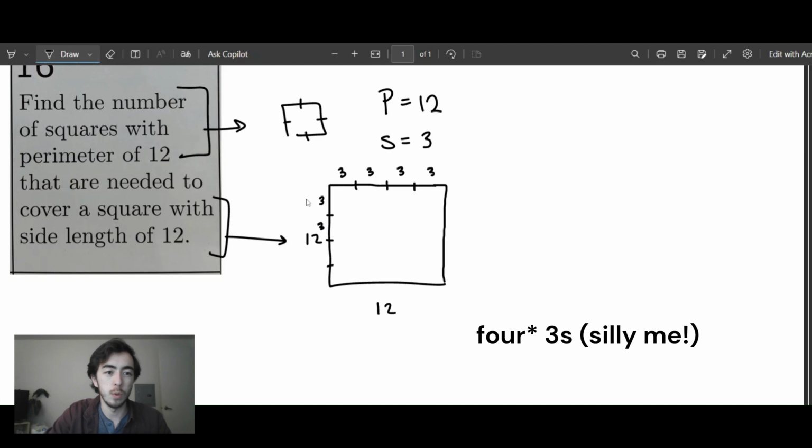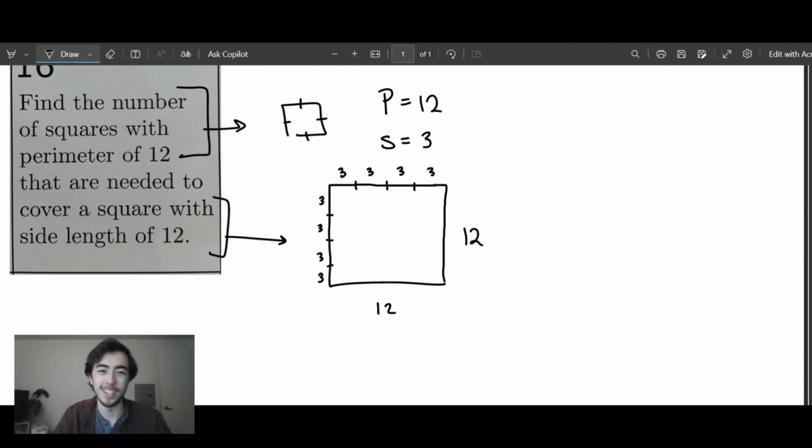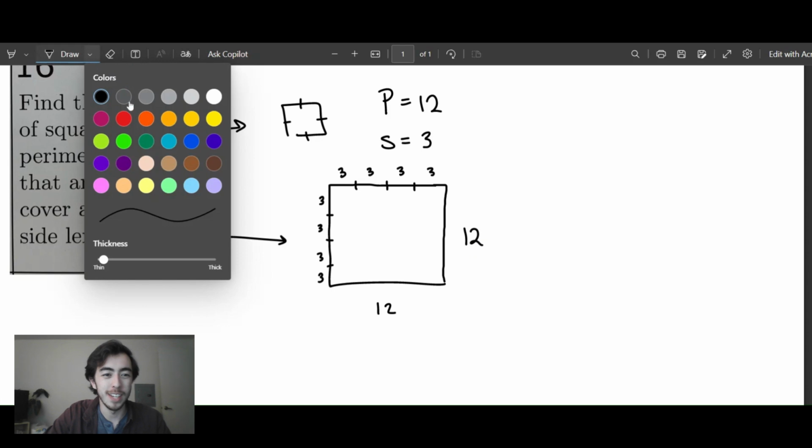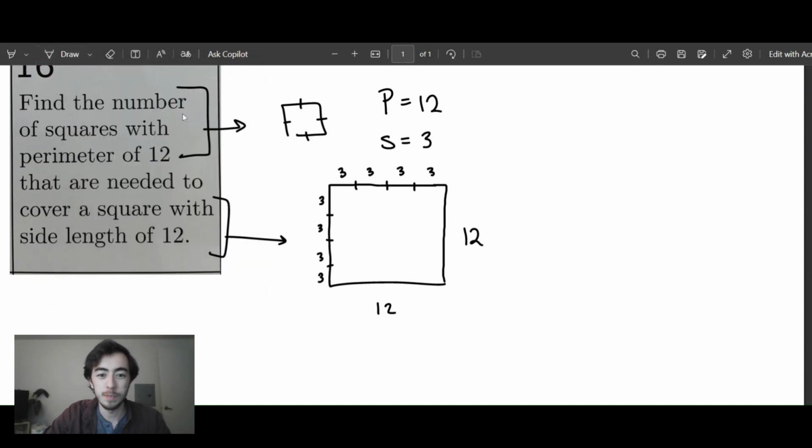I guess I'll erase this 12 because the 12 is kind of redundant with all those 3's. Maybe I'll move the 12 over here. There we go. So I just need to count up how many little guys are going to be in the big square. Sure, I could draw them all, but I don't really have to. Why not? I'll draw them anyways. Let's do like a nice light gray. There we go. So we can really see all 16 of these small squares in this big one.